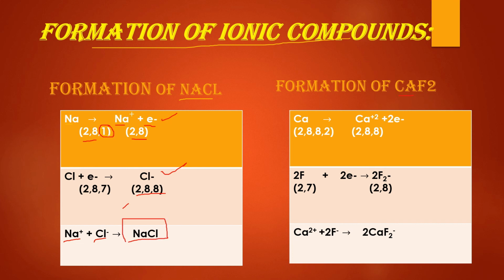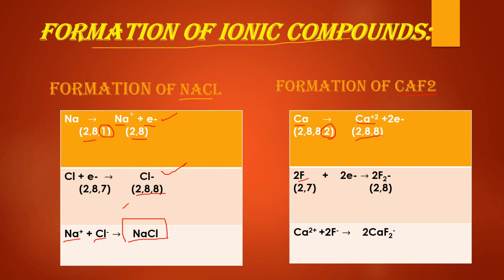Now I am taking the example of CaF2, calcium fluoride. Calcium has atomic number 20. 2, 8, 8, 2 is the configuration. So in order to achieve a stable configuration, it needs to lose these 2 electrons. So it readily loses these 2 electrons and forms Ca2+, and the configuration is 2, 8, 8, a stable configuration.